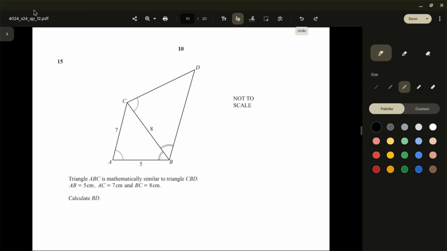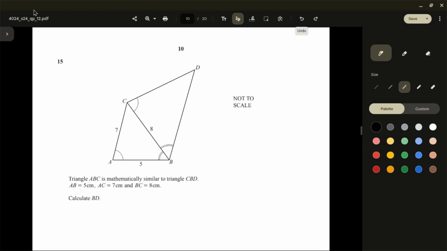So 5 BD, moving 5 to the other side, 5 BD is equal to 8 multiplied by 8. This will give us 64, and BD is equal to 64 divided by 5, and we cannot simplify this as it is paper 1, and you are not allowed to use a calculator. So 64 divided by 5 will remain your answer. Okay, moving on to the next question, question number 16.